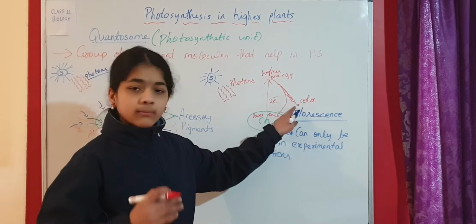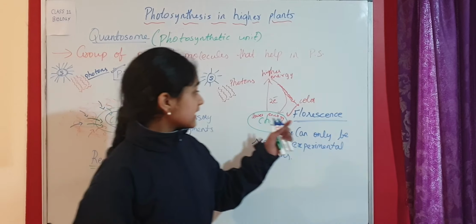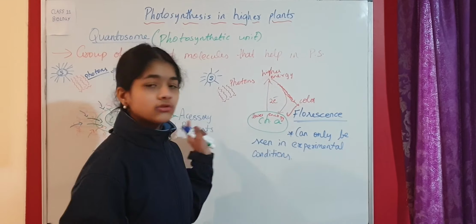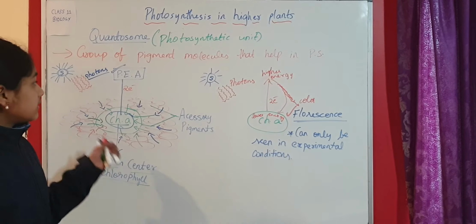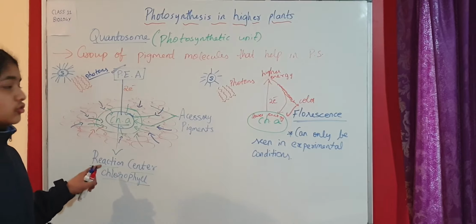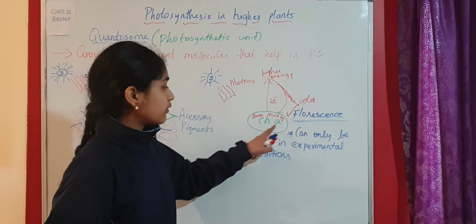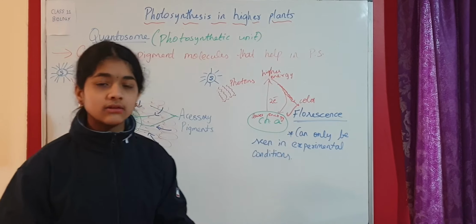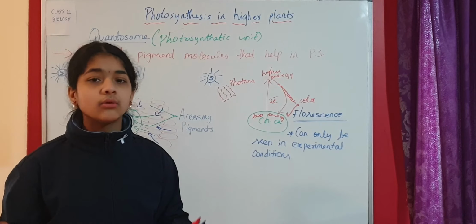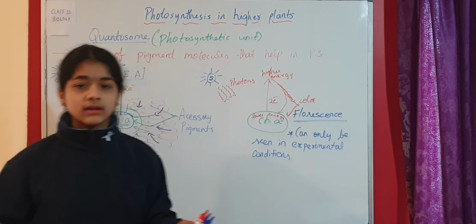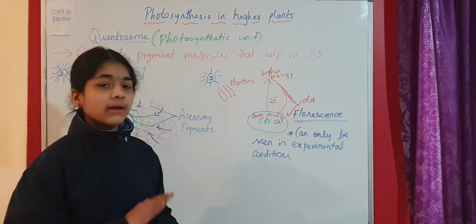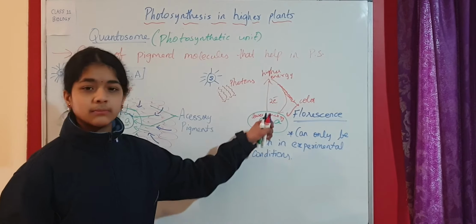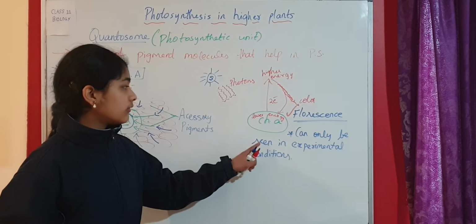It can only be seen in experimental conditions, and it's a process where an electron gets excited in an isolated chlorophyll A molecule. So here we have looked at how quantosome works, and we have looked at what is fluorescence. Fluorescence can be seen only in experimental plants. Why can't it be seen in normal plants? Because there is no primary electron acceptor while we are doing experiments, while we isolate the chlorophyll A.